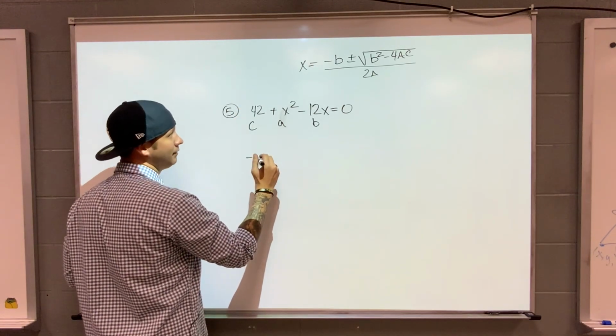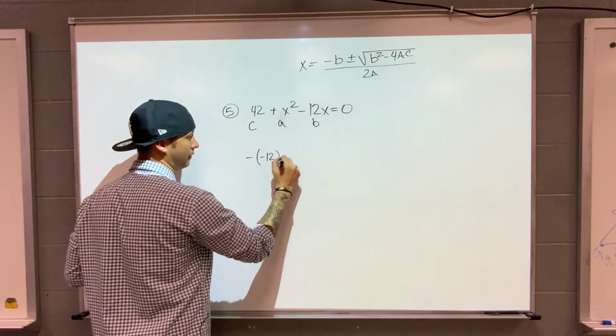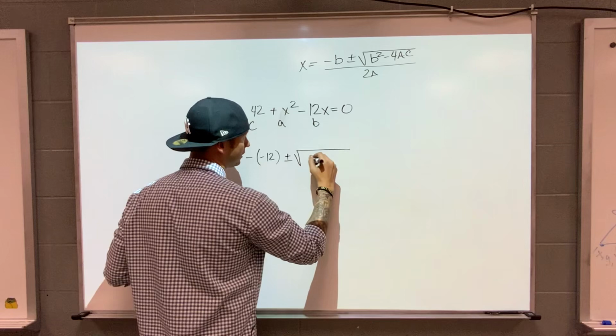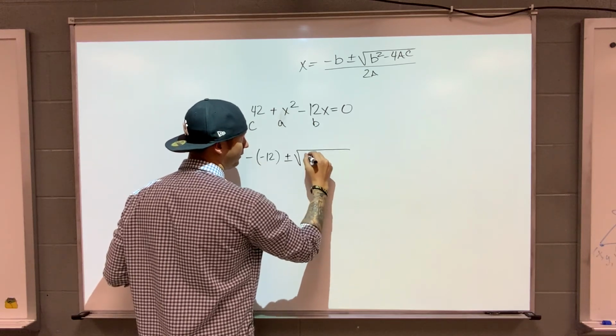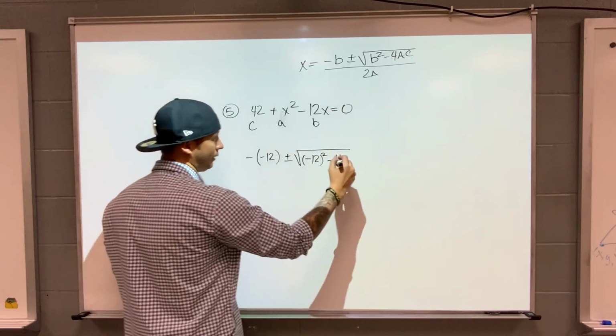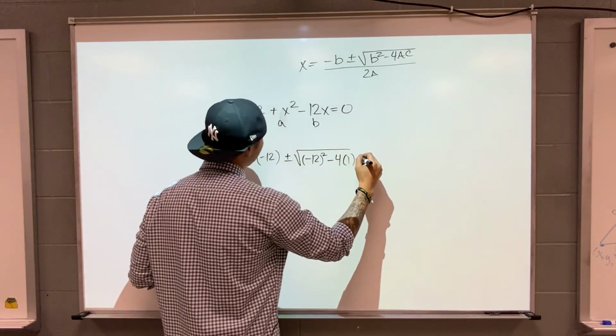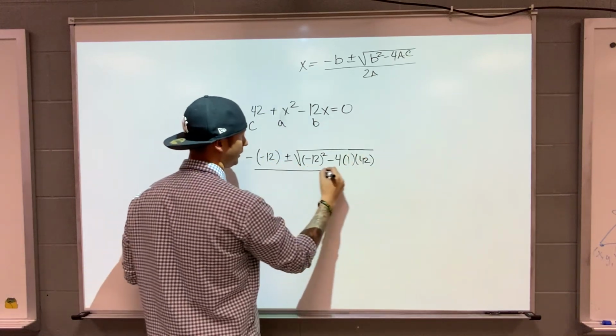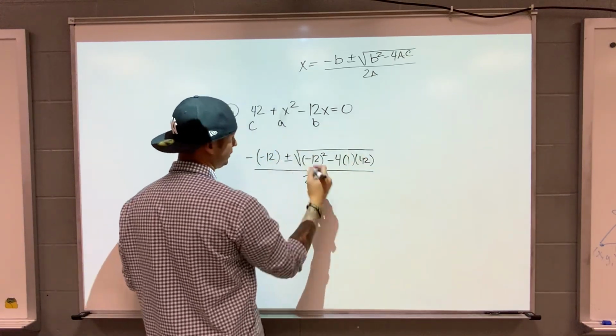So negative b, in this case, is going to be minus negative 12 plus or minus square root negative 12 squared minus 4 times a, which is 1, c, which is 42, all over 2a. A is 1.